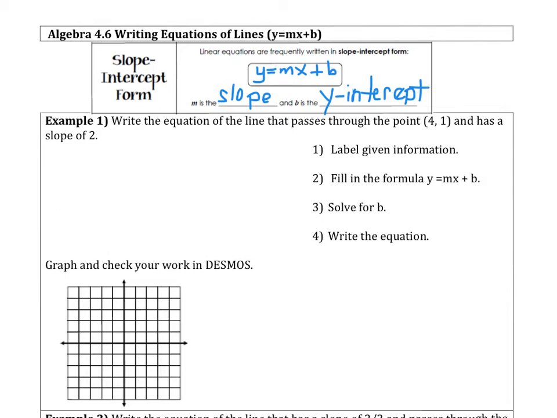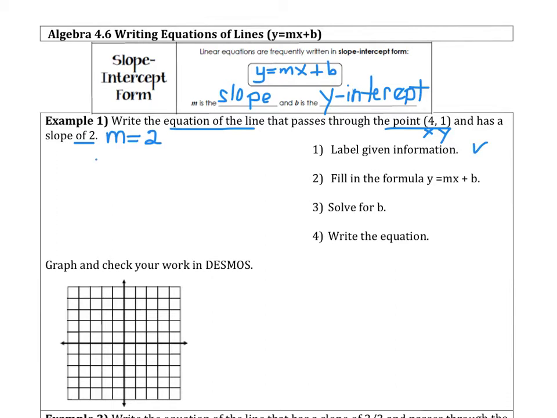Example 1. Write the equation of the line that passes through the point (4, 1) and has a slope of 2. Our first step is to label our given information. We know we have a point. We're going to label our point (x, y) with x being 4 and y being 1. We have a slope of 2. We know that the variable that we use for slope is m, so I'm going to write m equals 2.